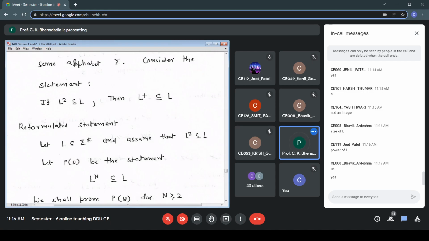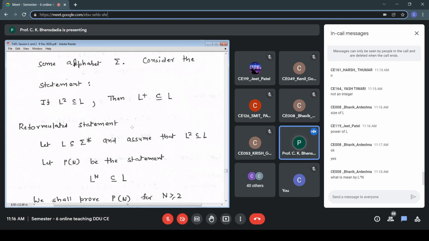Now, if you put n equal to 1, the seed value, the starting value, then what do we need to prove? L is a subset of L. So nothing is required to be proved. L is indeed a subset of L when n equals 1. That becomes my base case.